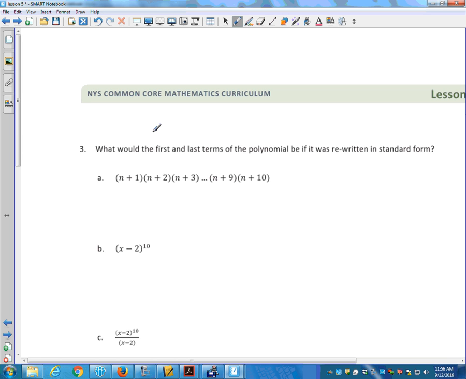Okay, so for number 3, again, they only want you to figure out the first term and the last term, just like we just did. The dots mean the pattern continues. In other words, it's m plus 1 times m plus 2 times m plus 3 times m plus 4 times m plus 5 times m plus 6. But they got lazy and didn't want to write all that stuff out, so they put 3 dots. So the first term would be n times n times n times n, which would be n to the 10th.